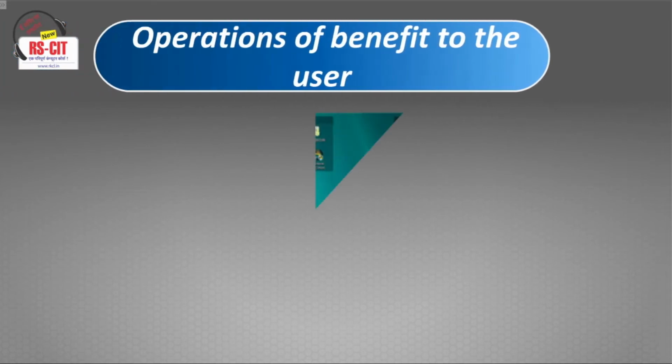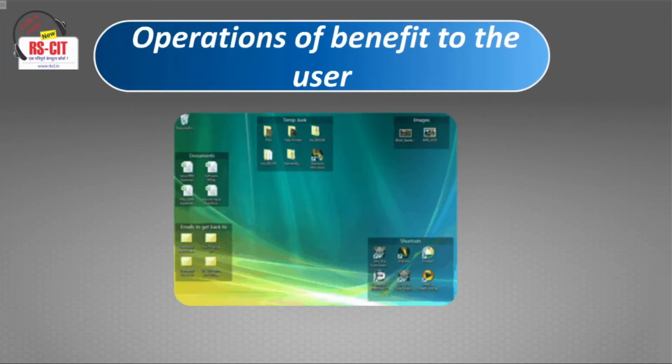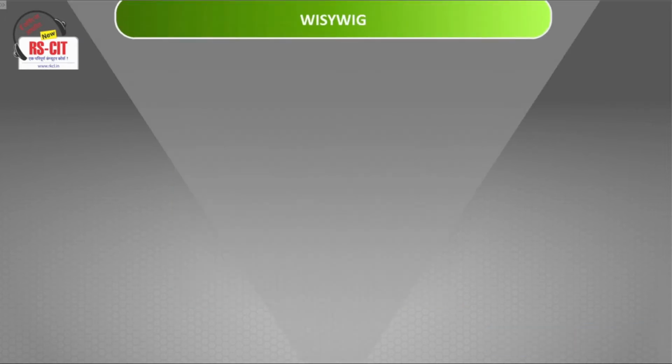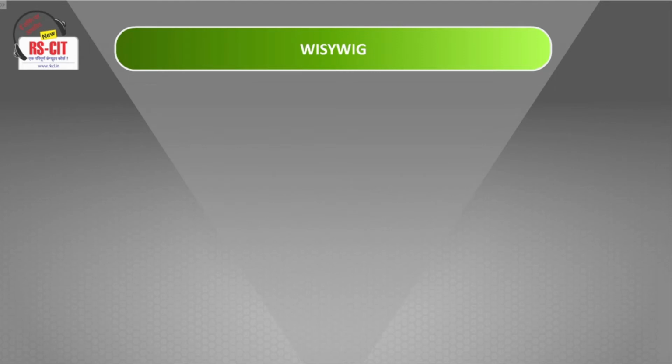Operations of benefit to the user. With a graphical user interface, modern Windows OS versions provide the capability to carry out many varied operations of benefit to the user. Let's discuss these benefits one by one. WYSIWYG: what you see is what you get. The image on the screen, text or otherwise, should be an exact image of what you will see on paper.